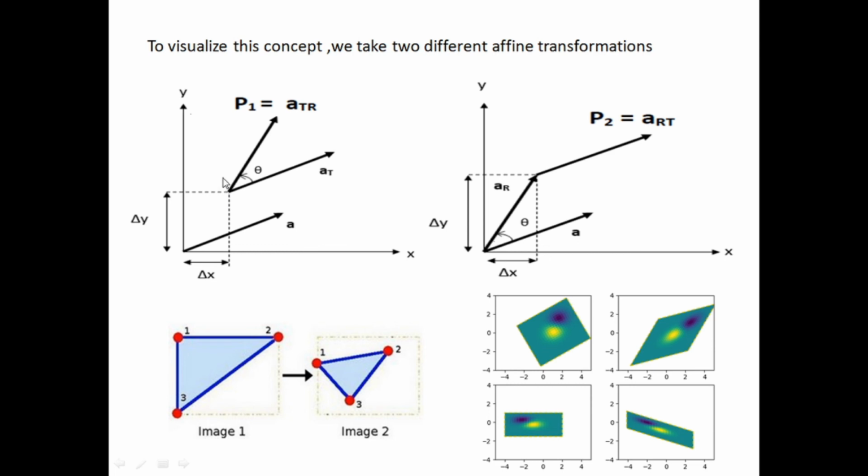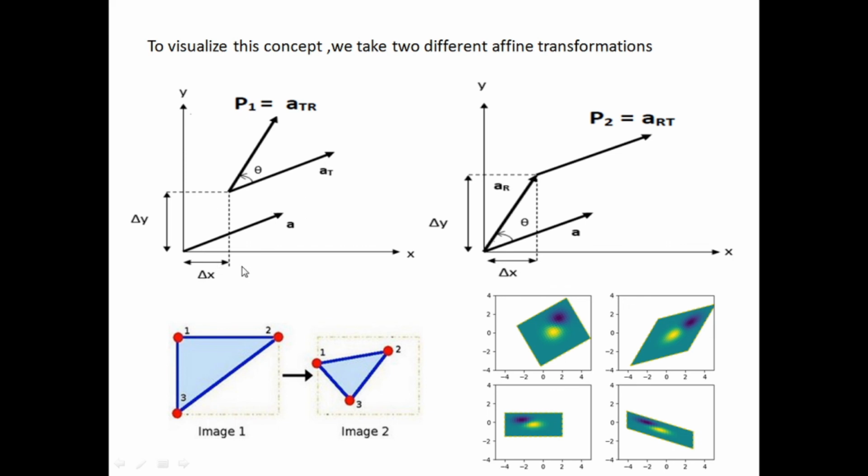So what is happening here? This vector A bar is translated first like this. It is represented by A suffix T, which indicates it is translated. Now this translated vector is rotated by an angular displacement theta. Now it is a rotated version of the translated vector, which is represented as A suffix Tr. This is my new point P1.